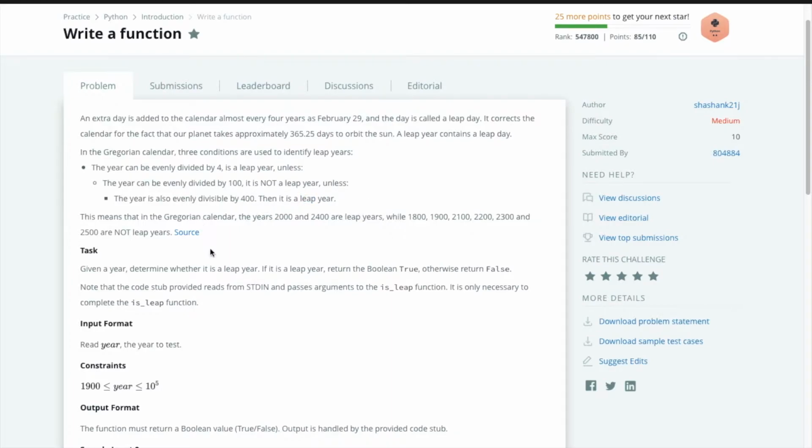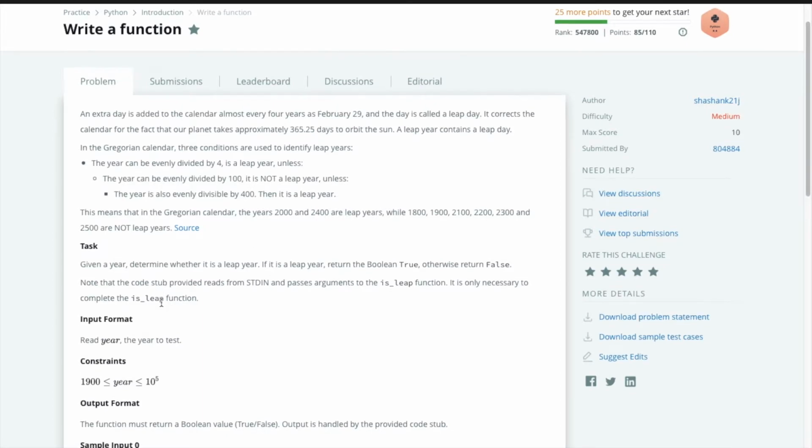For example, the years 2000 and 2400 are leap years because they can be divided by 400 evenly, whereas 1800, 1900, 2100, 2200, 2300 are not leap years even though they are divisible by 4, because they are divisible by 100 and cannot be divided by 400 evenly.